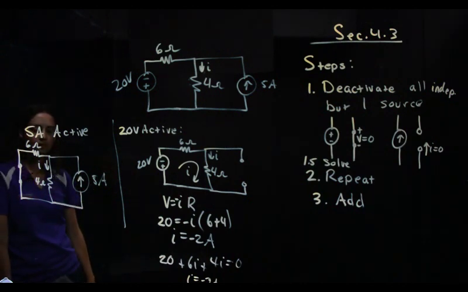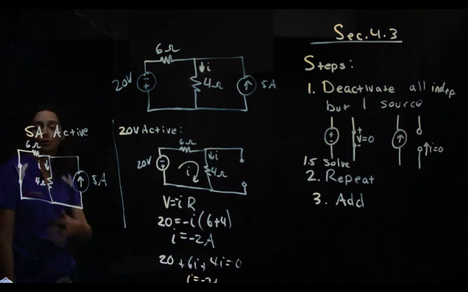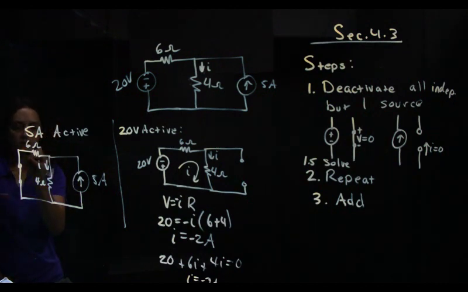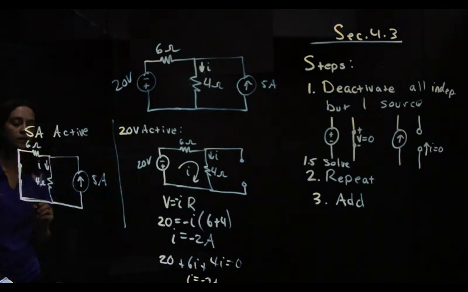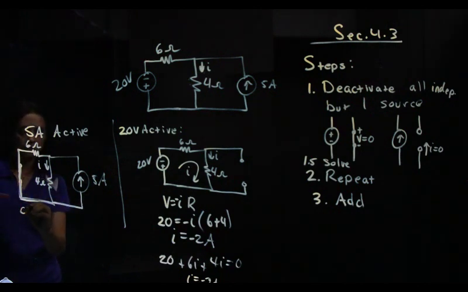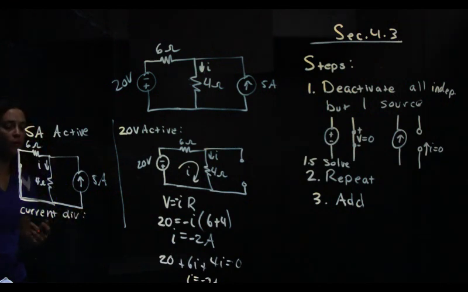So how do we want to solve it? Again, we have options. We have different ways. We could do nodal, we could do mesh, we could do whatever. But I want you to notice that since this is a short, this is all one node. That means the 6 and the 4 are in parallel. They're sharing this node, and they're sharing this node. When they're in parallel, and we have a source, it's easiest to use current division. Again, not the only way to do this, but a convenient way.